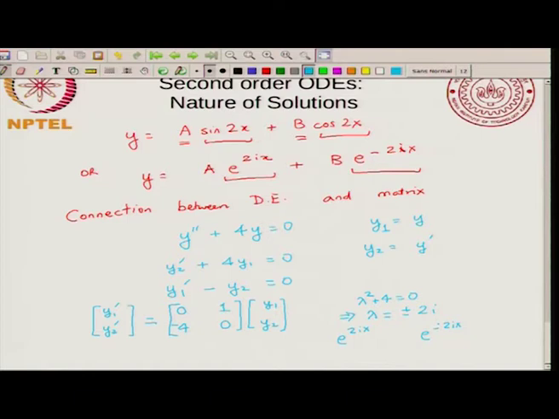Okay. So this, I just wanted to illustrate this point that because this was a linear homogeneous second order differential equation with constant coefficients, okay, you could actually have just used matrix methods that you learned from first order differential equations and solve this system of equations. And notice that this solution is the same as what we had here, a e to the 2ix and b e to the minus 2ix.